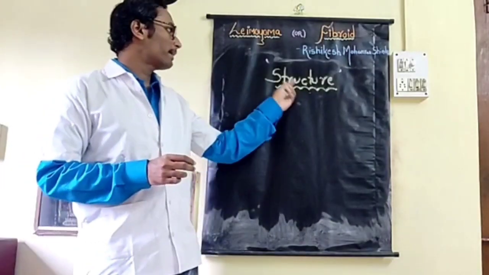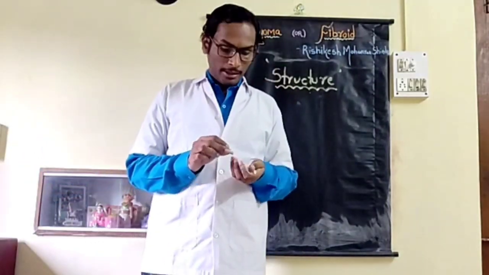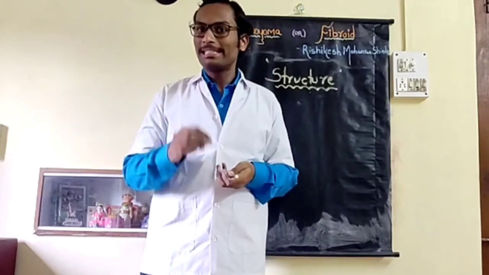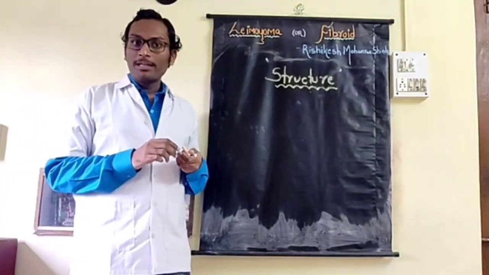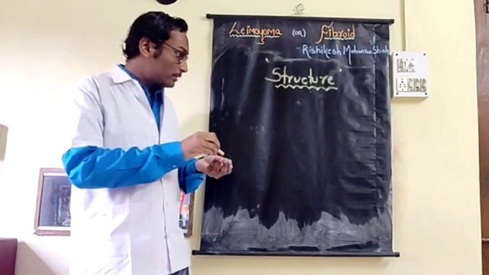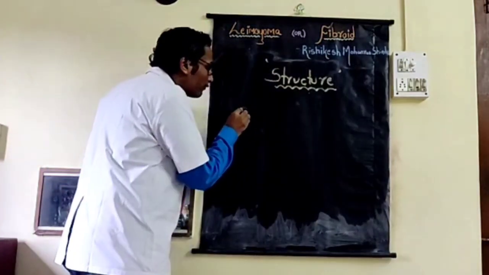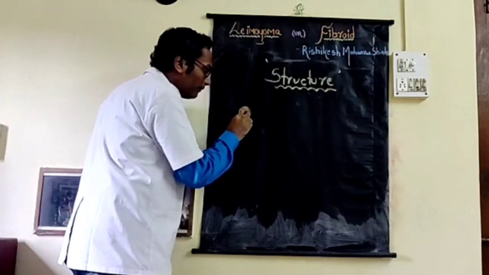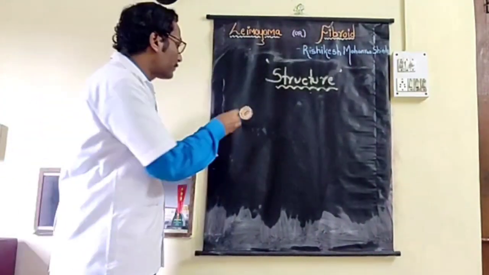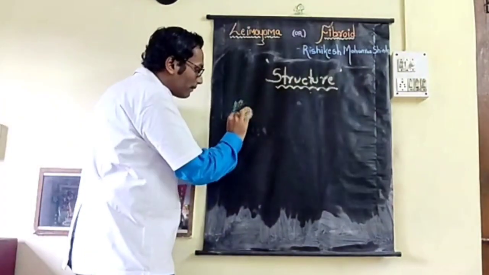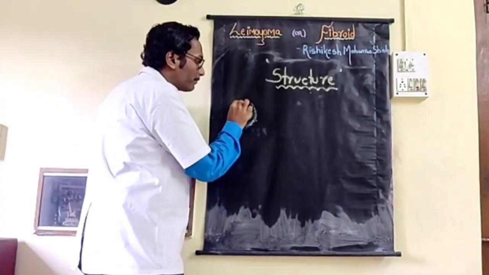Now our next topic, the structure of the fibroid. When we observe a fibroid grossly, we can see the fibroid has a rubbery consistency. It has a whorled appearance. Suppose this is our fibroid; when we see it grossly, it is covered by a pseudocapsule.